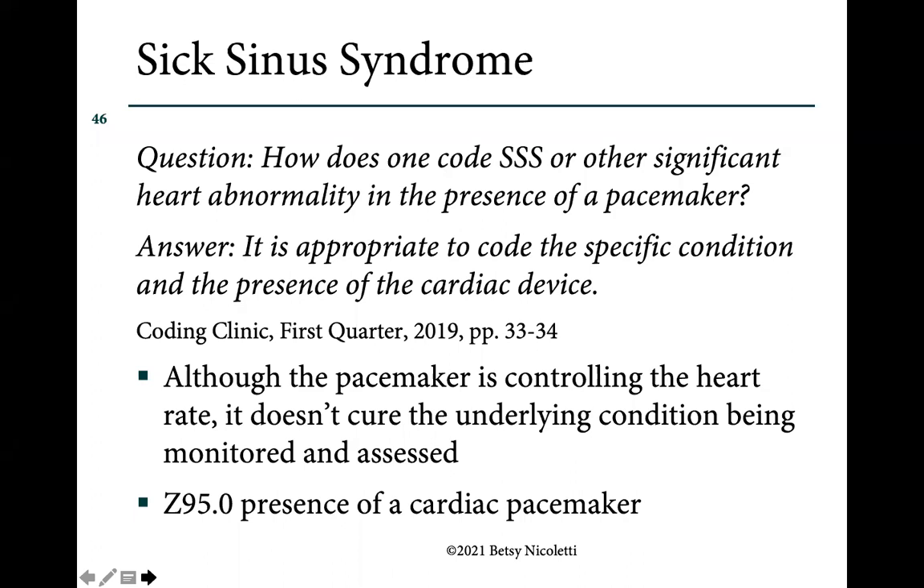So it is based on the Coding Clinic, and there are go-to gurus for these kinds of nitty-gritty coding questions. We would use both the significant heart abnormality or sick sinus syndrome and Z95.0, presence of a cardiac pacemaker.